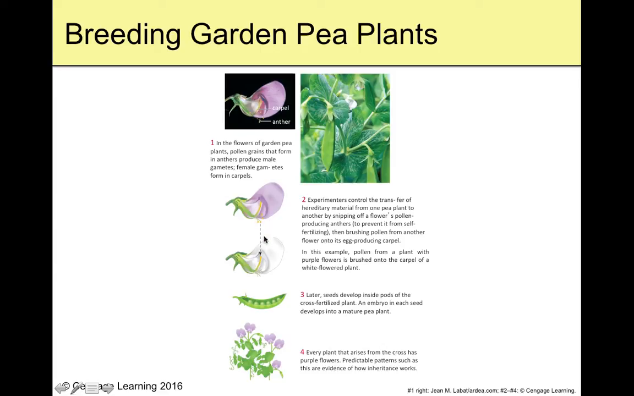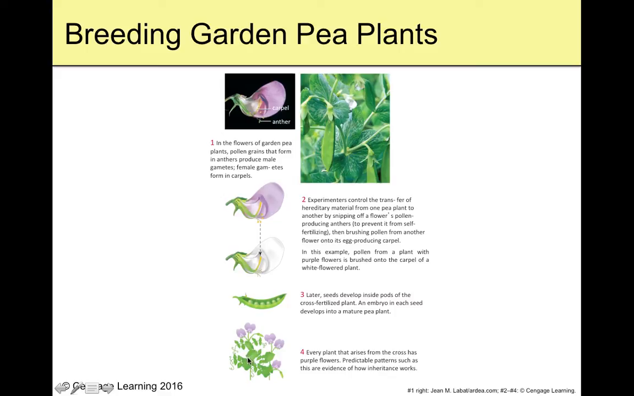And you know you've cross-fertilized it, because if this guy produces seeds, which he should, his peas that he produces are full of embryos that could not have come from these anthers. They had to come from these anthers. And so we get a guaranteed mix between purple and white flowers.